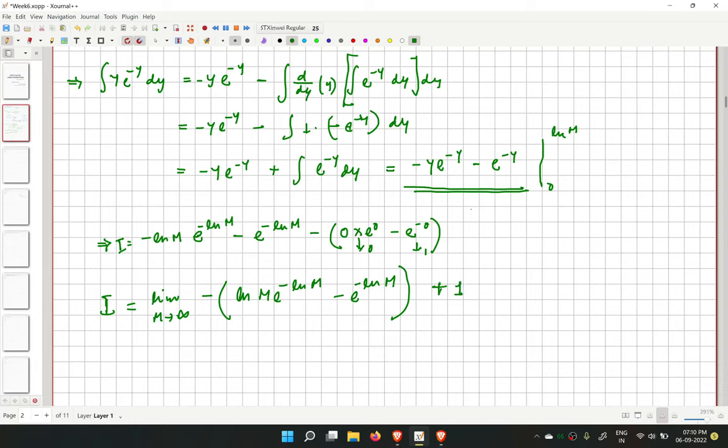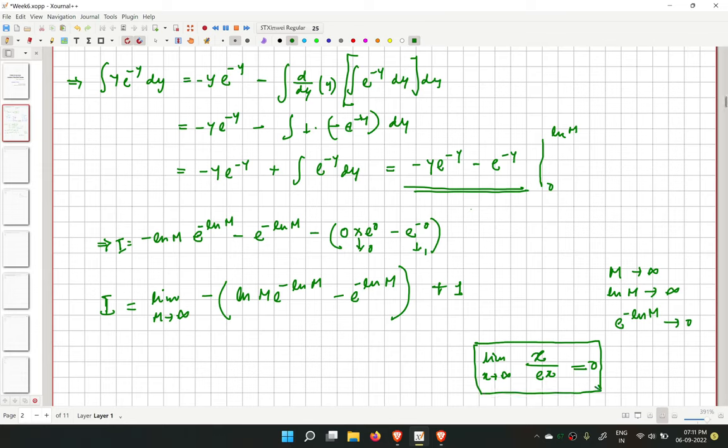Now on the first term here we have to use the limit, so m tends to infinity, that will also imply ln m tends to infinity, and then e to the power minus ln m will go to 0 because this will be to the power minus infinity. And if we look at this function, it is in the form of x by e to the power x, and limit x tends to infinity, you will see that this is equal to 0. This is happening because e to the power x grows much faster than x, and you can simply use L'Hospital rule to find out that this is equal to 0. So here the first term is going to 0 and the second term is also going to 0. So this is 0 minus 0 plus 1. So the final answer is 1. So our integration, which is denoted as I, will evaluate to give the value 1.